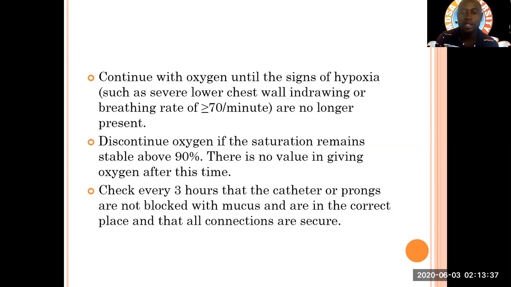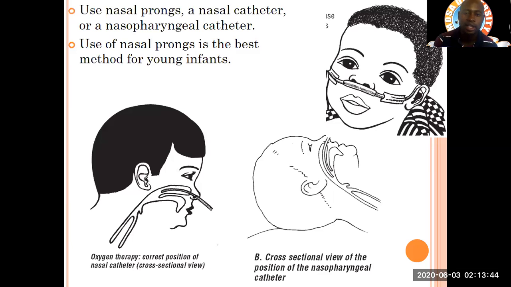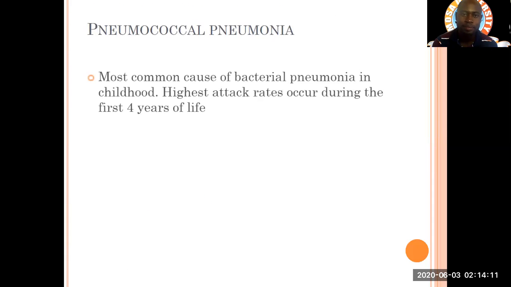Also, we should ensure that catheters are not blocked with mucus, and that they are properly inserted and functioning. It is best recommended for those with severe pneumonia to use nasopharyngeal catheters and nasal catheters. The reason why we do 3-hour close monitoring is because these patients may be presenting with mucus, so we are scared that there will be blockage of the catheters.